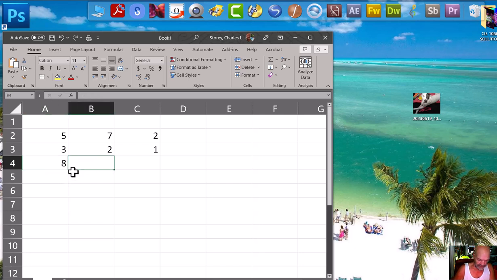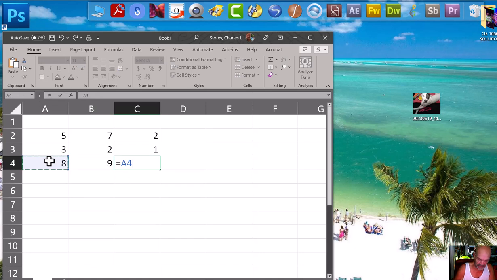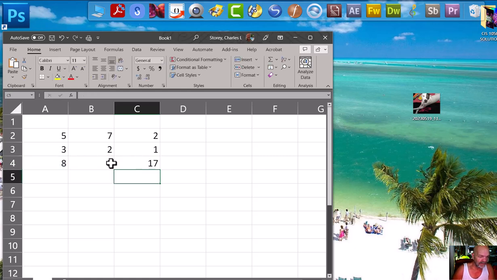I'm going to do the same thing over here. Equals, because that's how we start an equation. This plus this, on the keyboard. Then equals, or enter that way. Now I'm going to do something different here. I'm going to say equals this plus this. And what do I get? 17. Okay, so I got my answer going horizontally that way.